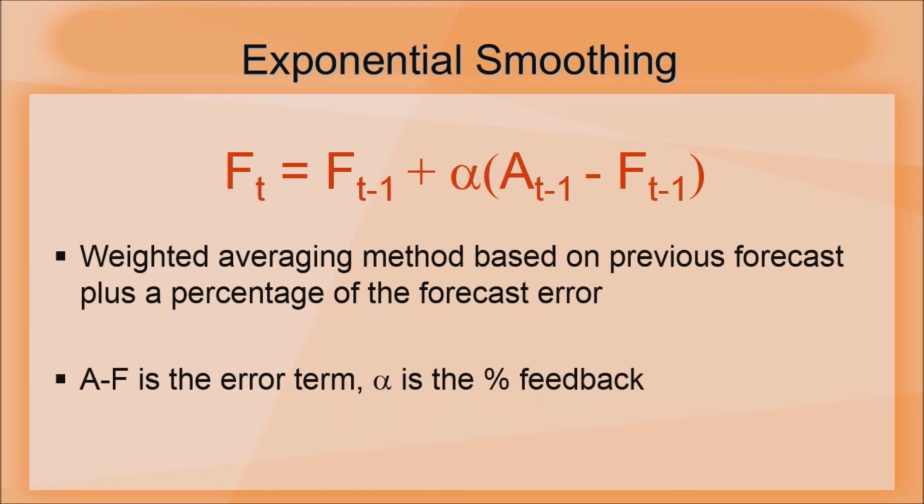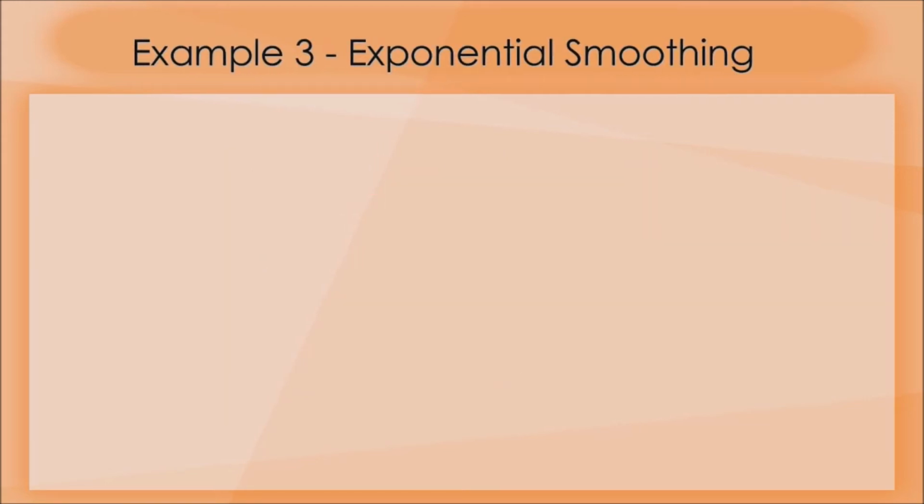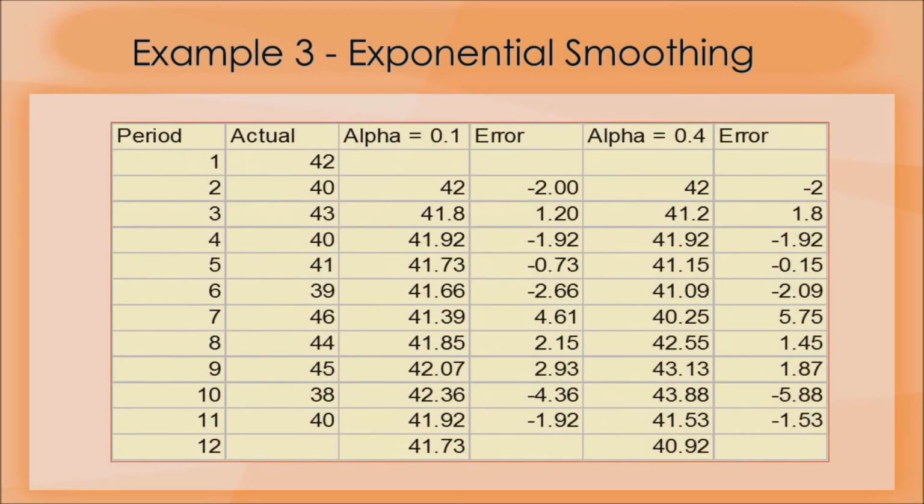F_t = F_(t-1) + alpha (A_(t-1) - F_(t-1)). A weighted averaging method based on the previous forecast, plus a percentage of the forecast error. A minus F is the error term, alpha is the percent feedback. Example 3, exponential smoothing. The following on-screen table shows an example of exponential smoothing.